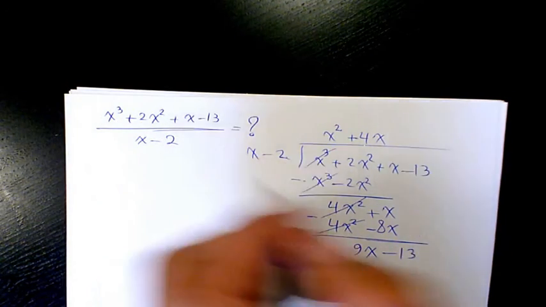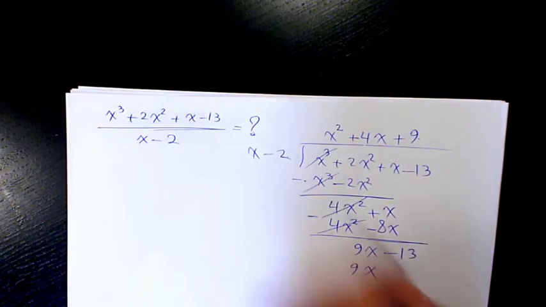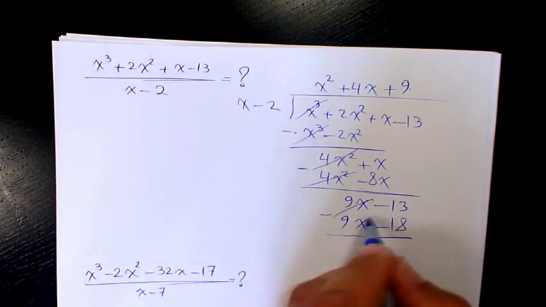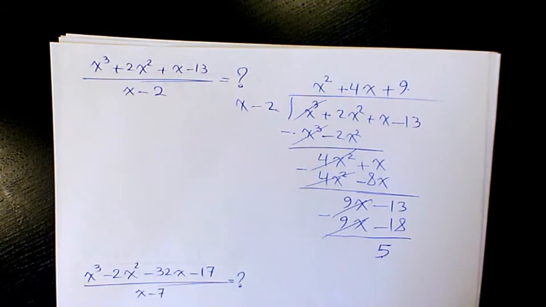9x divided by x is going to be 9. 9 times x is 9x. 9 times negative 2 is negative 18. When you subtract it, these two cancel out. Negative 13 minus negative 18 is going to be 5. So 5 is the remainder.